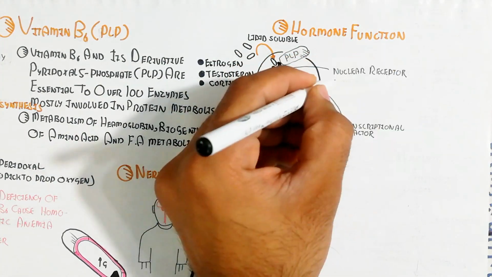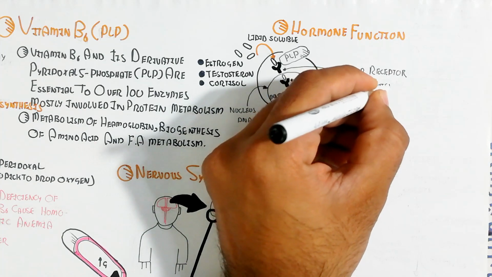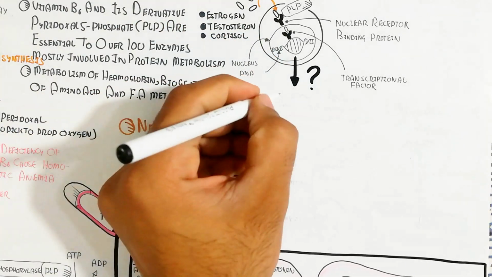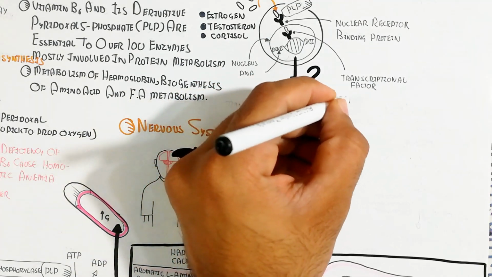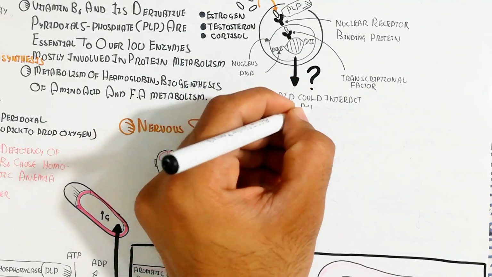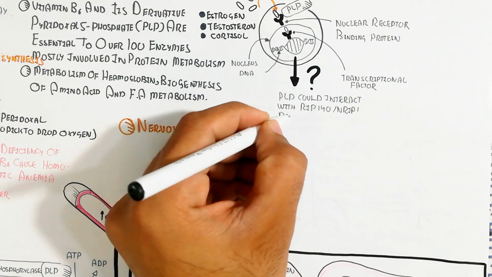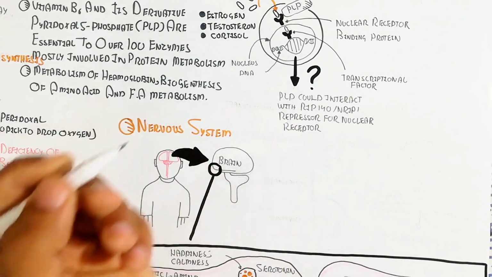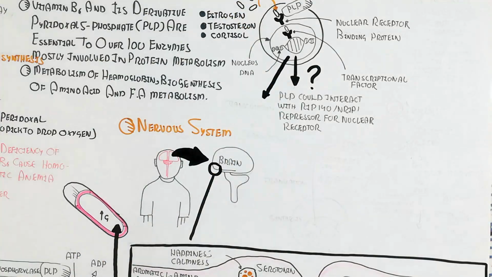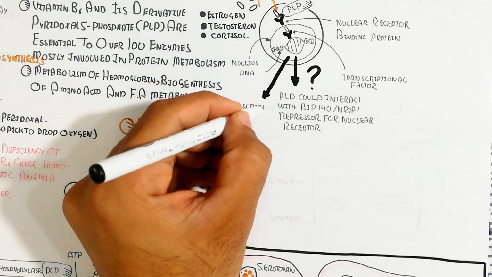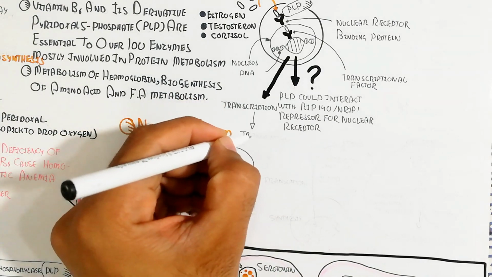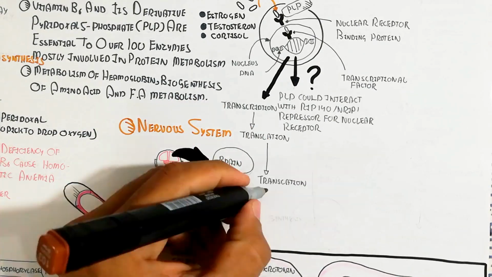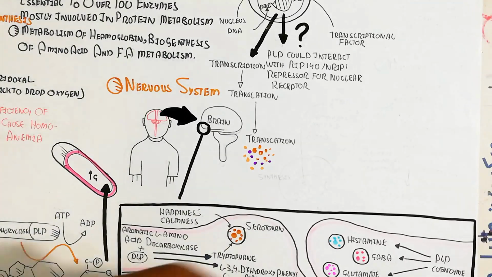The PLP could interact with the RIP140 and NRIP1 repressor for nuclear receptor, and in this way transcription and translation produce a certain type of protein. That protein can be on the basis of stress response, like the actin and myosin breakdown during exercise. During the recovery time it will be translated, and that is why testosterone is important for the synthesis of actin and myosin to build muscle.